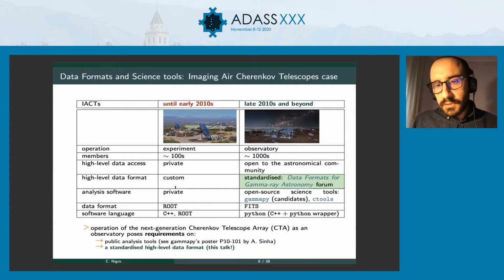But the next generation of Cherenkov gamma ray telescopes, the Cherenkov Telescope Array, which is already in construction, will be operated as an observatory. It will have a much larger number of members, thousands, and both its data and its science tools will be open to the astronomical community.